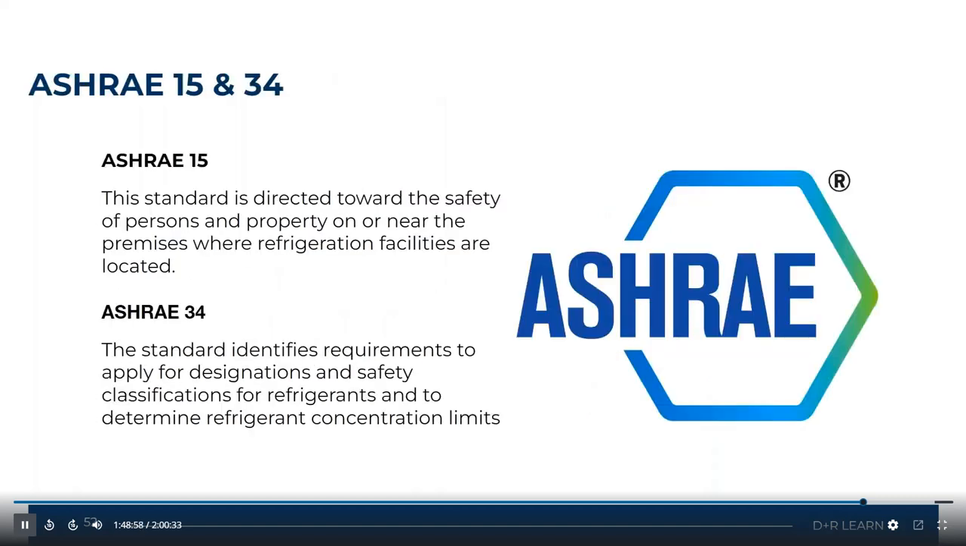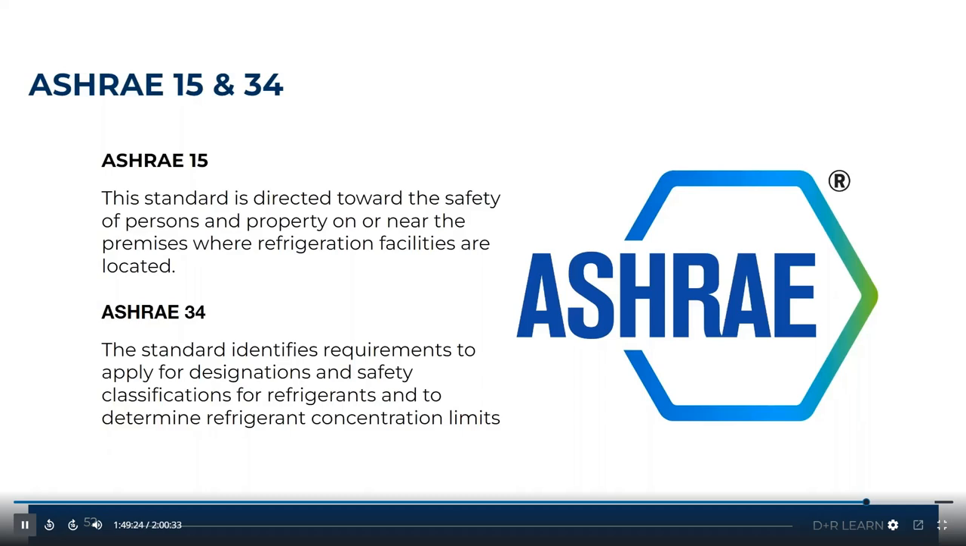And I did mention ASHRAE 15 and 34 earlier. When talking about ASHRAE 15, this specific standard is just directed towards the safety of persons and property near premises where any type of refrigeration facilities is located. So when dealing with any type of refrigerated facility or facilities that have refrigeration systems running through them, you're going to focus on ASHRAE 15.